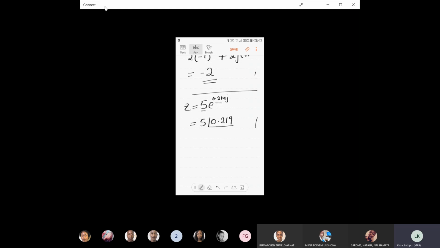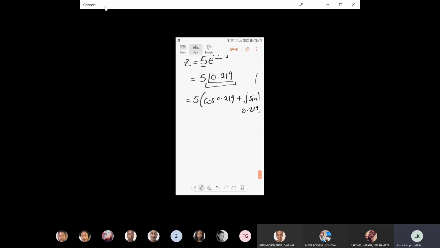And then to convert this into rectangular form, we know that this part means cos of that angle plus j sine of that angle. So this is the same as 5 cos of 0.219 plus j sine of 0.219, like that. Okay, so remember here your angle is in radians. So if you're going to calculate cos of this, make sure that your calculator is in radians. Otherwise, the value you get will not be correct.